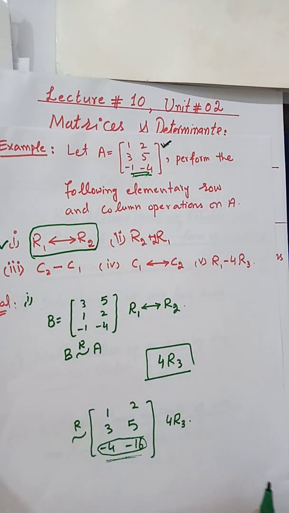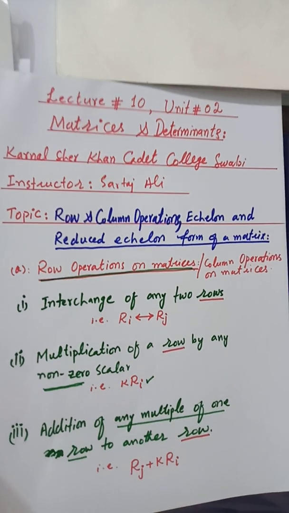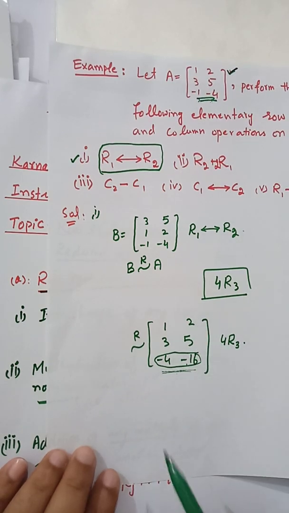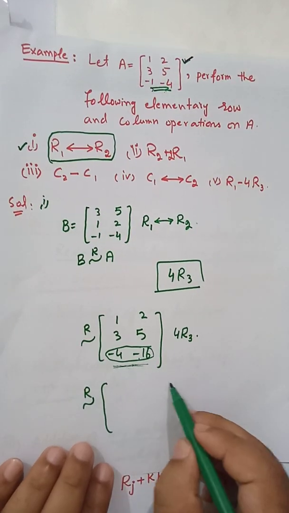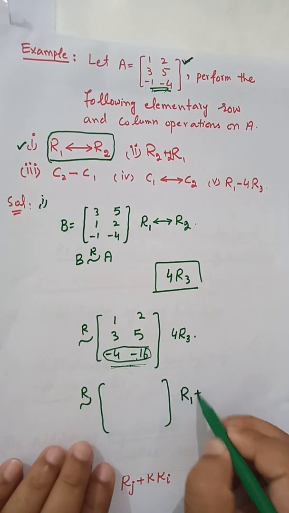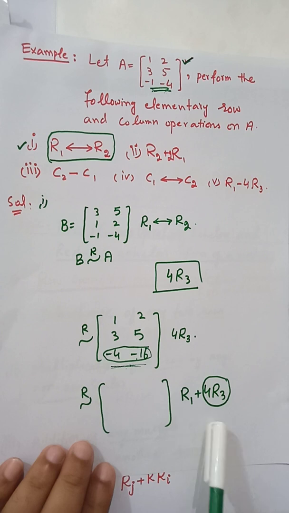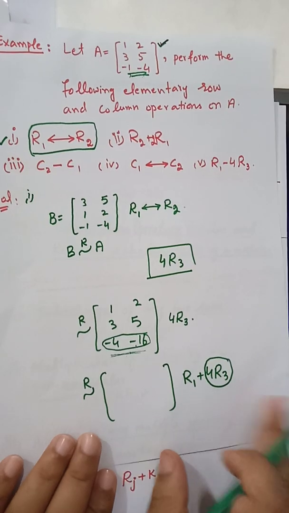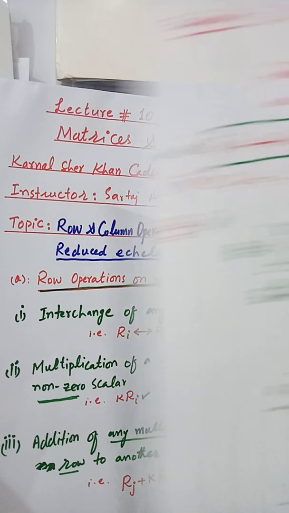So the row obtained by multiplying a row by a non-zero scalar is a row multiple of the original. You can add a row multiple of one row to any other row: addition of any multiple of one row to another row. Now I am adding R1 plus 4R3. You see that this 4R3 is actually a multiple of row number 3. So the third row operation is addition of any multiple of one row to another row.